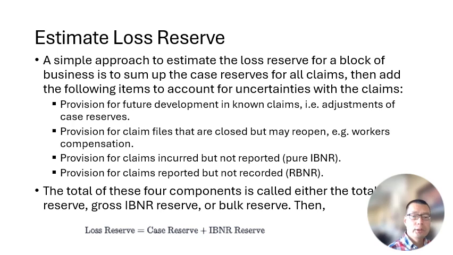Third, provision for claims incurred but not reported, pure IBNR. Fourth, the provision for claims reported but not recorded, RBNR. The total of these four components is called either the total IBNR reserve, gross IBNR reserve, or bulk reserve. Then loss reserve would be equal to case reserve plus IBNR reserve.